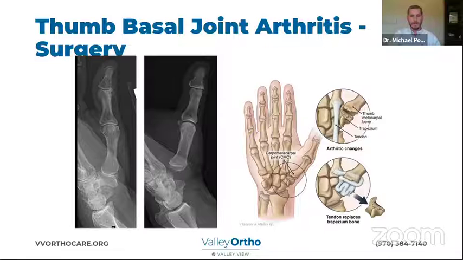So rather than having that bone-on-bone arthritis, the thumb is in a good position and sitting on a softer, more cushioned surface. So long-term, patients do really well with this procedure, reliable pain relief, and it also preserves all of the motion and the strength in the thumb.